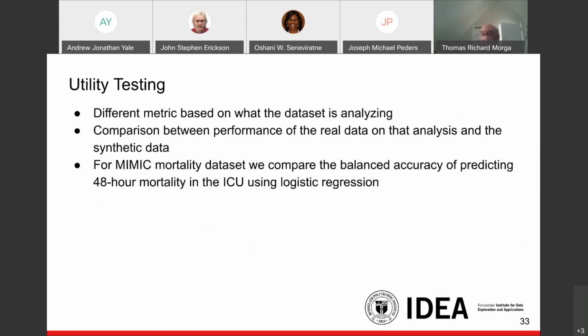Finally, we have utility testing. This is different per data set. Again, this benchmark data set that we're using is a mortality data set where we're trying to measure 48-hour mortality in the ICU. So for this one, we're just going to use logistic regression to predict 48-hour mortality in the ICU on synthetic data. But this could change from data set to data set.